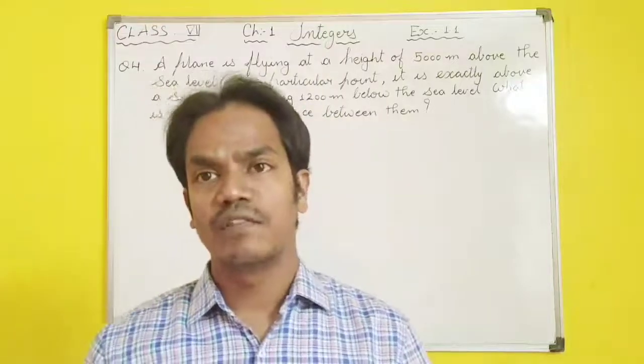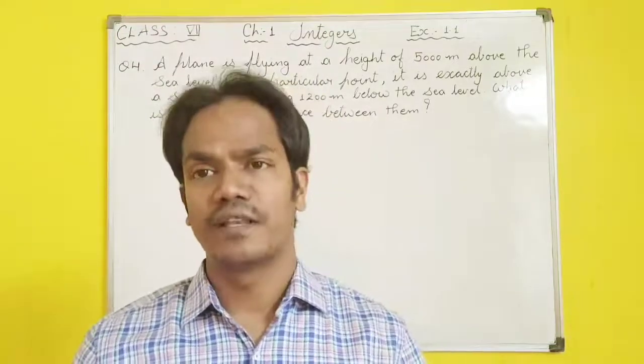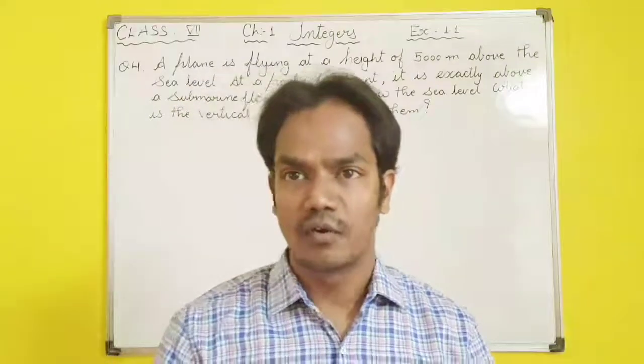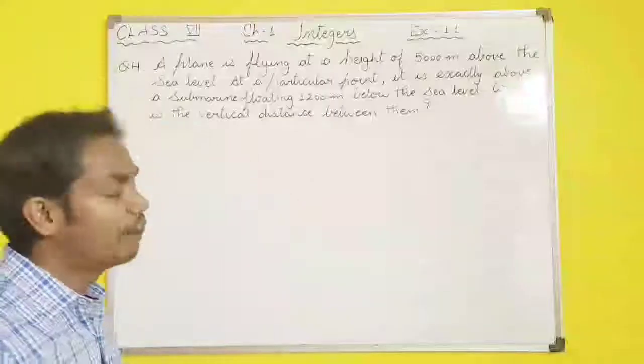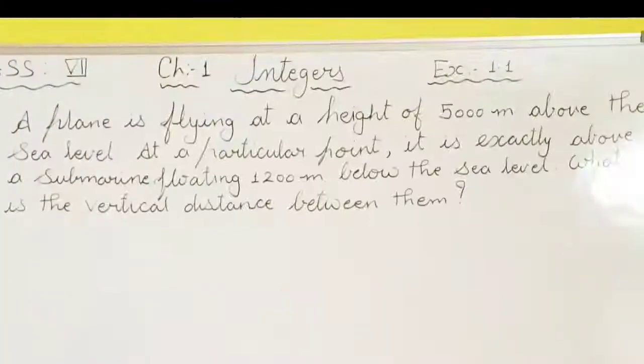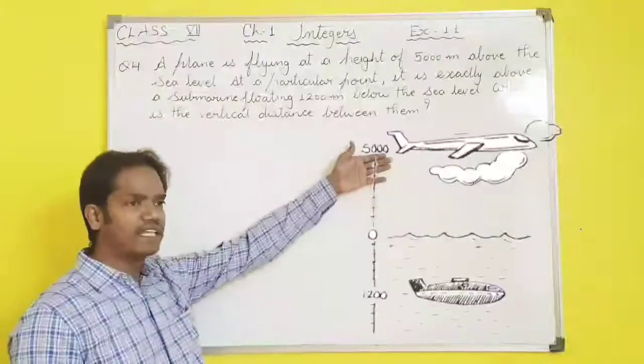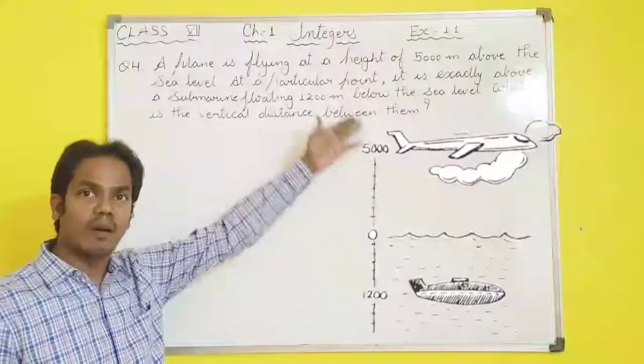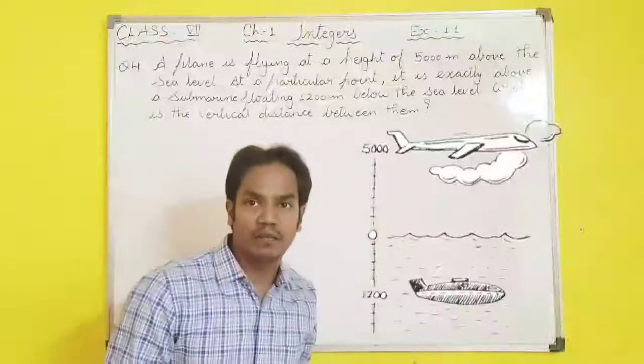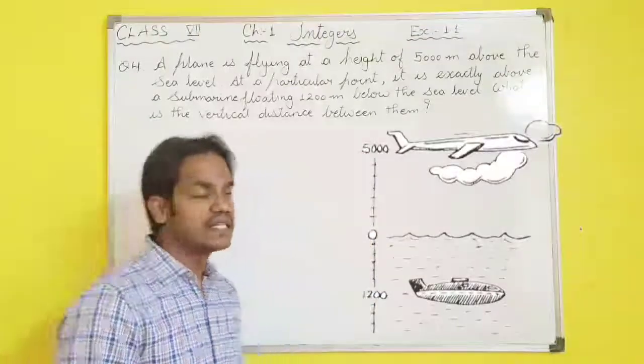Students, today we will start chapter 1 integers question number 4, and here is the question. A plane is flying at a height of 5000 meter above the sea level. At a particular point it is exactly above a submarine floating 1200 meter below the sea level. What is the vertical distance between them? Okay, so first of all you can look in your figure. The plane is flying at a height of 5000 meter above the sea level and a submarine is floating 1200 meter below the sea level.